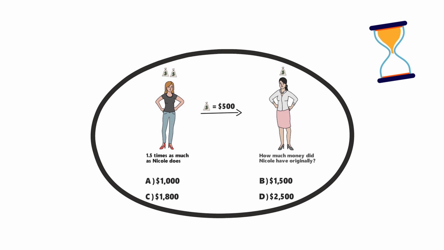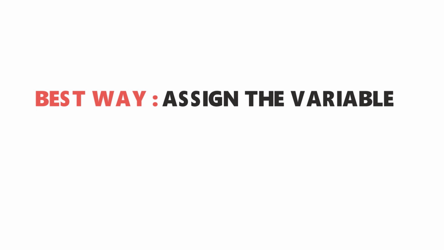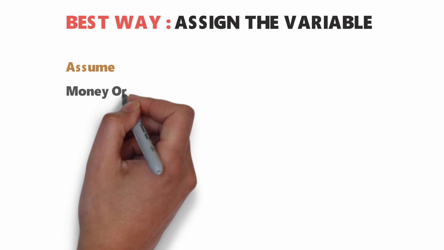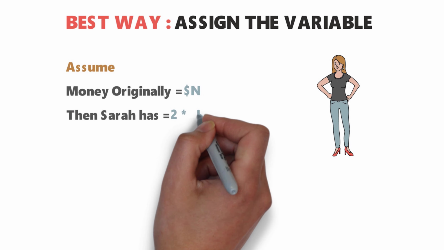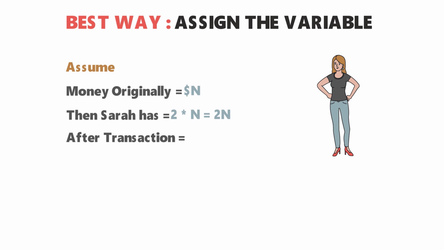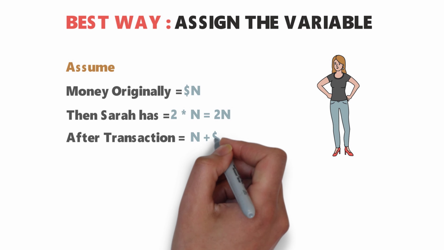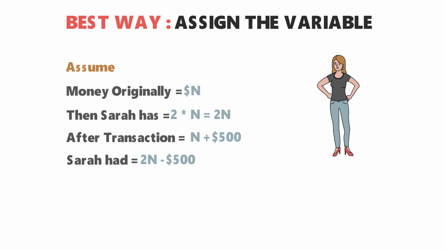Can you calculate the answer? Give yourself 20 to 30 seconds. Maybe pause this video and give yourself as much time as you need. Let's go ahead and move forward to get to the correct solution together. The best way to solve this challenge is to assign a variable to what Nicole had originally. If we assume that Nicole had originally N dollars, then Sarah will have twice as much, meaning 2 multiplied by N, or 2N. That means that after the transaction, when Nicole received additional money from Sarah, Nicole had N plus $500, and Sarah had 2N minus $500.